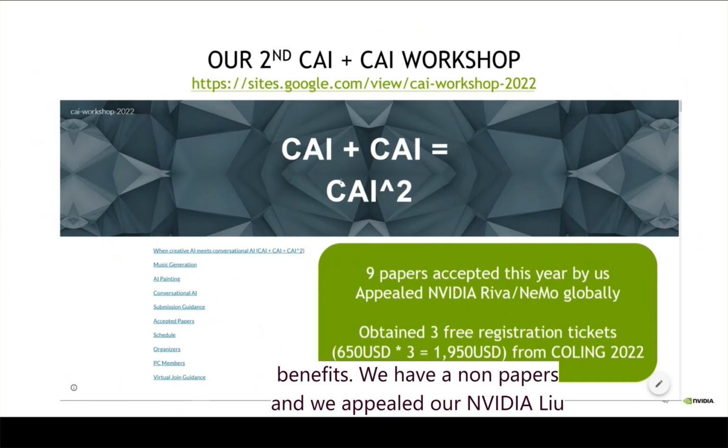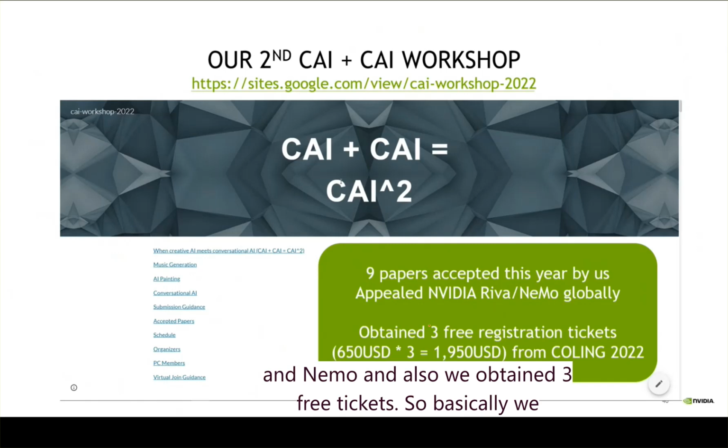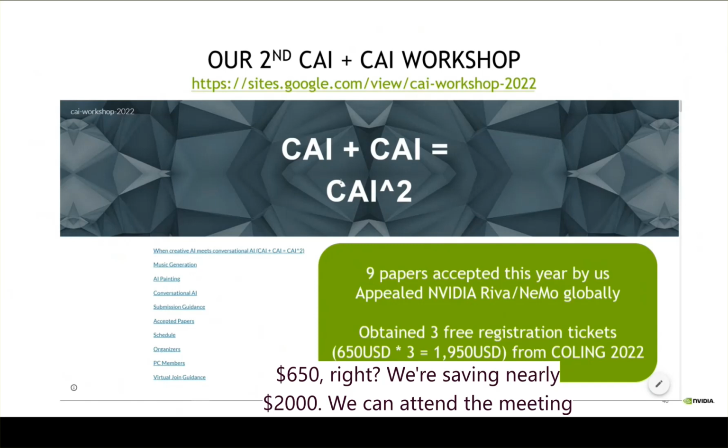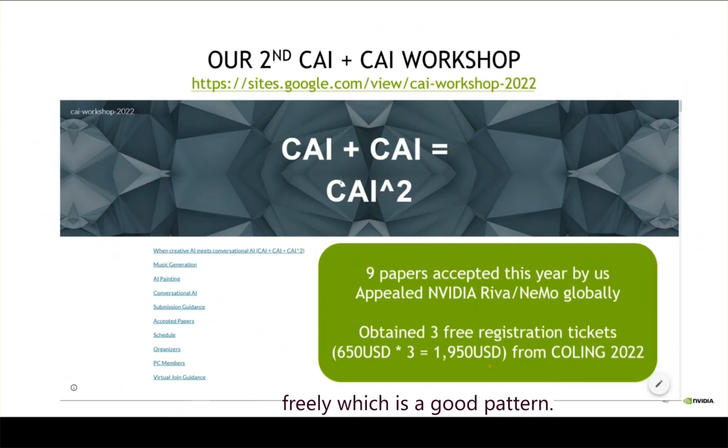We have non-papers, and we appealed our NVIDIA Leva and Nemo, and also we obtained 3 free tickets. So basically, we are saving money for our company. Every ticket costs $650, right? We're saving nearly $2,000. We can attend the meeting freely, which is a good pattern, right?